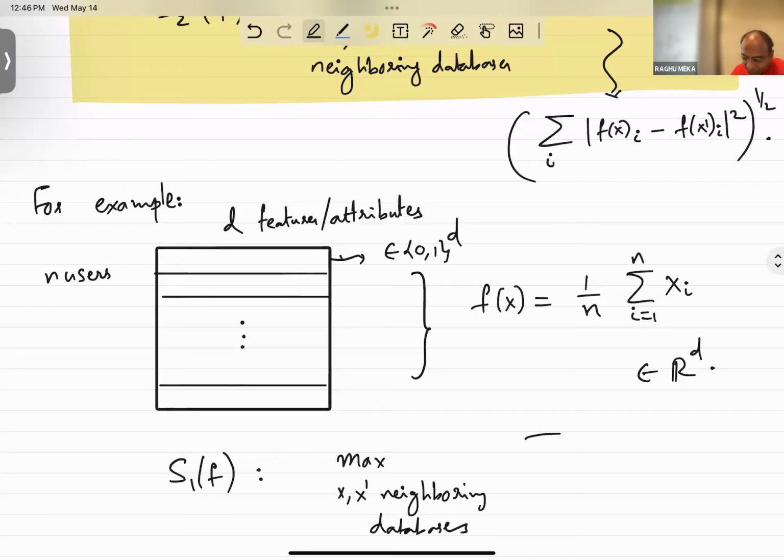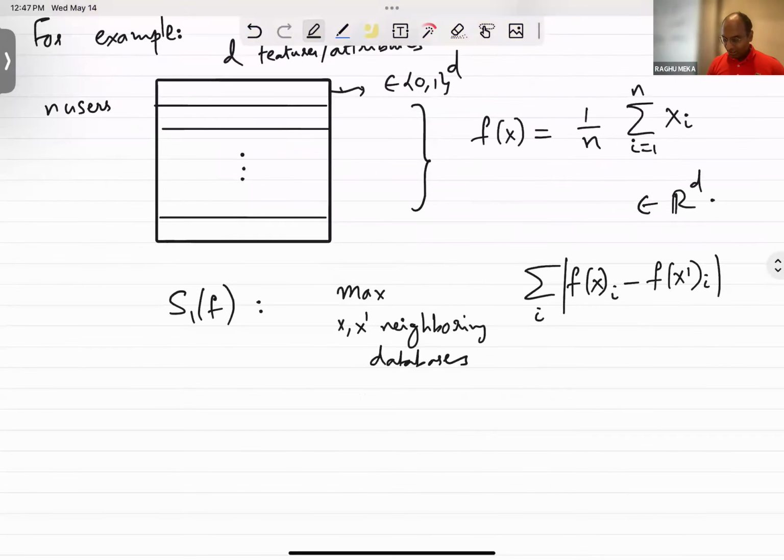Any guesses? How sensitive is the mean function in high dimensions? So if I change one entry, how much can the mean change? Well, it can change in each coordinate by 1. Okay. So the total change is at most d over m. The main point here is that the dependence on the dimension is linear.